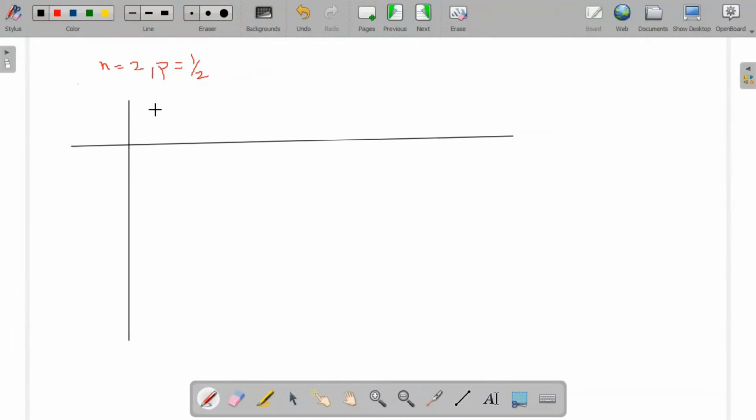N is equal to 2, so x will have values and minus y will have values. So x will have values from 0, 1 up to 2, and its probabilities will be q square, 2pq and p square. Similarly here, minus y will have values minus 2, minus 1 and 0. For 0, probability will be q square, this will be 2pq, sorry, this will be p square.